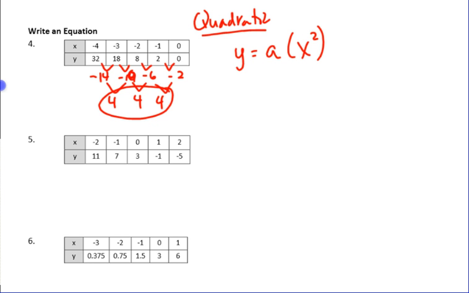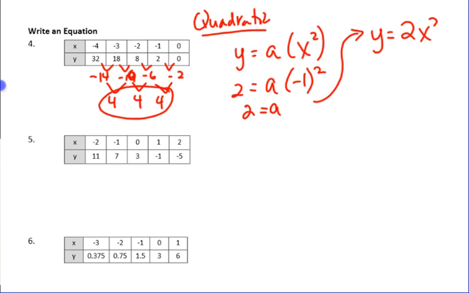So I'm going to use -1 and 2. Y is 2, and x at that point is -1. So now I can solve for a and figure out exactly what that coefficient is. -1 squared is 1, so I have 2 equals a. So I plug it into y equals ax squared, and I get y equals 2x squared is my equation that's represented from the table.